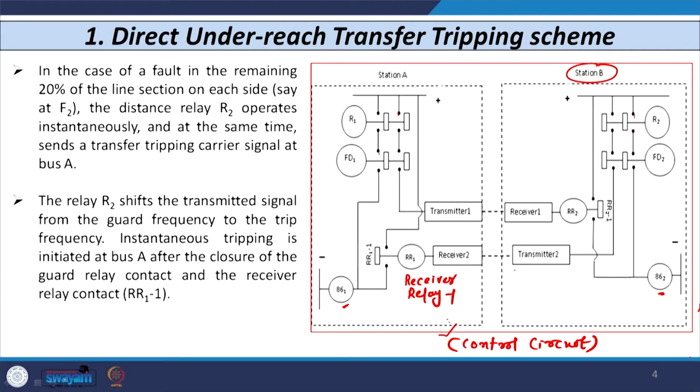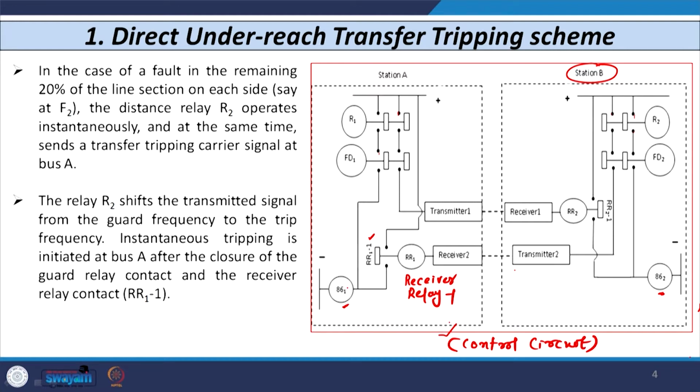The receiver relay receives it and its coil is energized, and the contact of this receiver relay 1, RR11, becomes closed, and hence from here you can see the direct tripping. As this contact closes, the coil of 86.1 at substation A is energized and further tripping is initiated, which finally opens the circuit breaker at substation A.